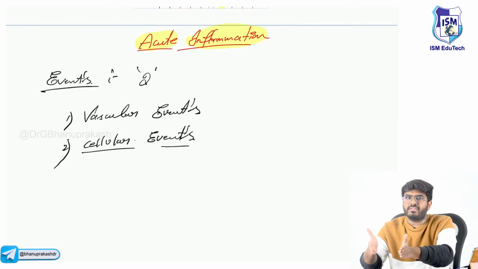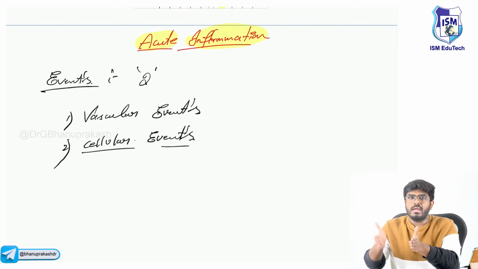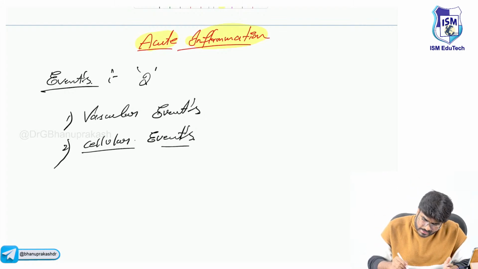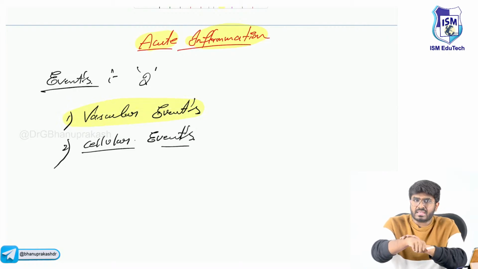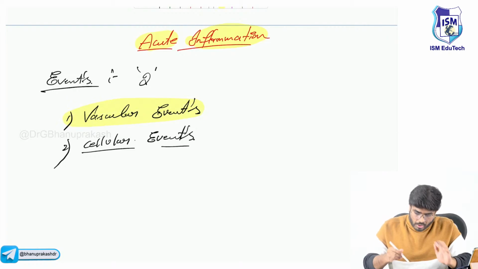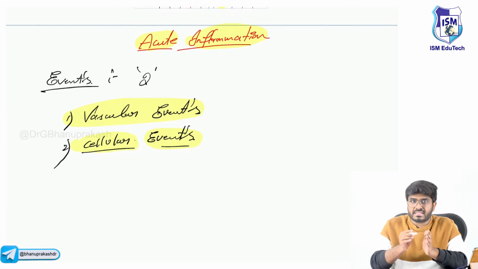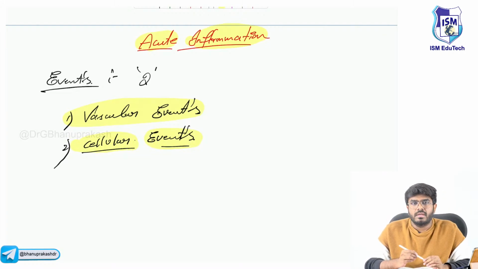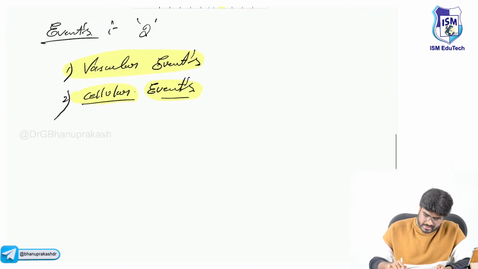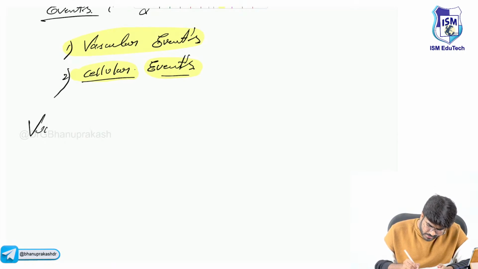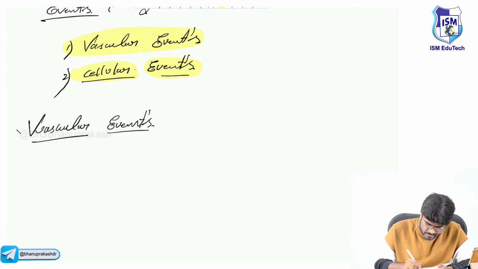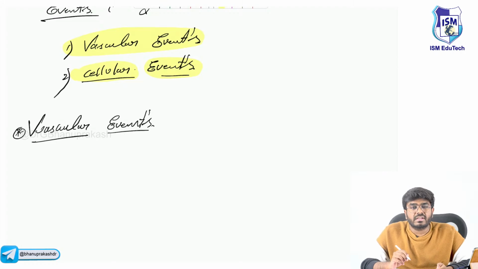Two events will occur, one by one. First, vascular events will occur. Some vascular changes will occur, sir. Some vascular changes will occur, followed by cellular events. Vascular events followed by cellular events. Now, let's begin our topic with vascular events. What are the vascular events that's seen in the acute inflammation? What are those vascular events?